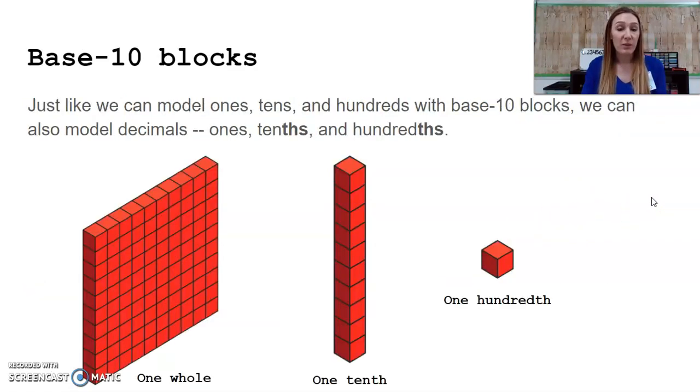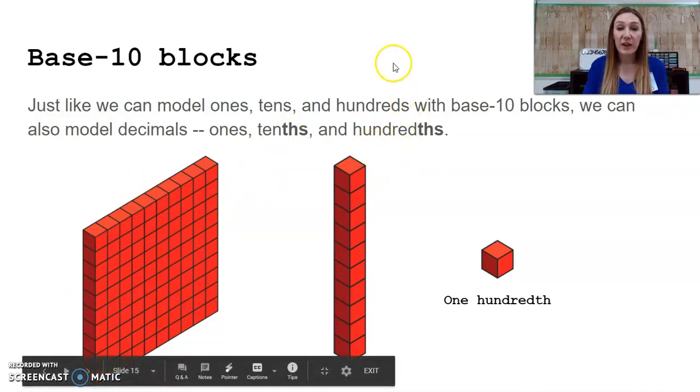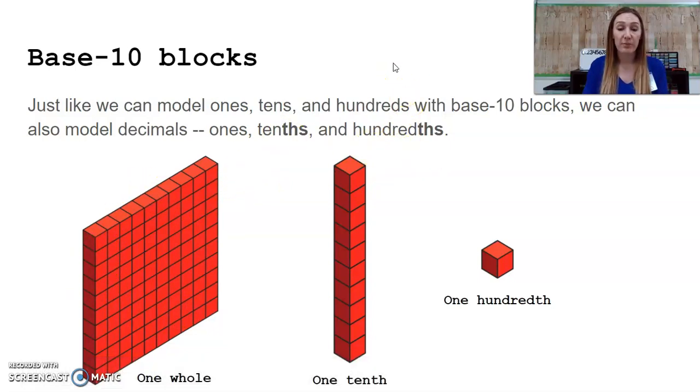Just like we can model ones, tens, and hundreds with base 10 blocks, we can also model decimals: ones, tenths, and hundredths. Hear that TH at the end of those words? Tenths, hundredths. Traditionally, we're used to seeing this as a hundreds block, but for decimals, we're going to use it as one whole. So that is one whole something. Let's pretend it's a cookie.